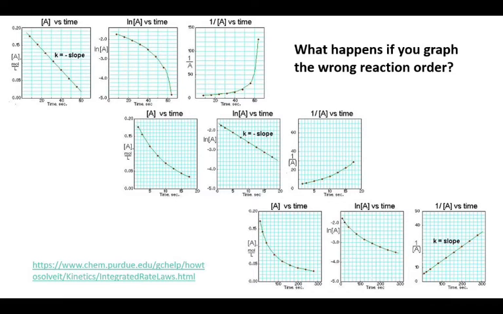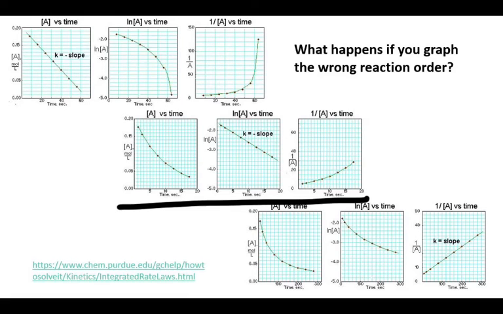In the second case, we've got the three graphs together. We see that we plot concentration versus time, it makes a curve. Natural log versus time makes a line, and 1 over concentration also makes a curve. So we can see that the only one that makes a line is the natural log versus time, which means that this reaction must be first order.